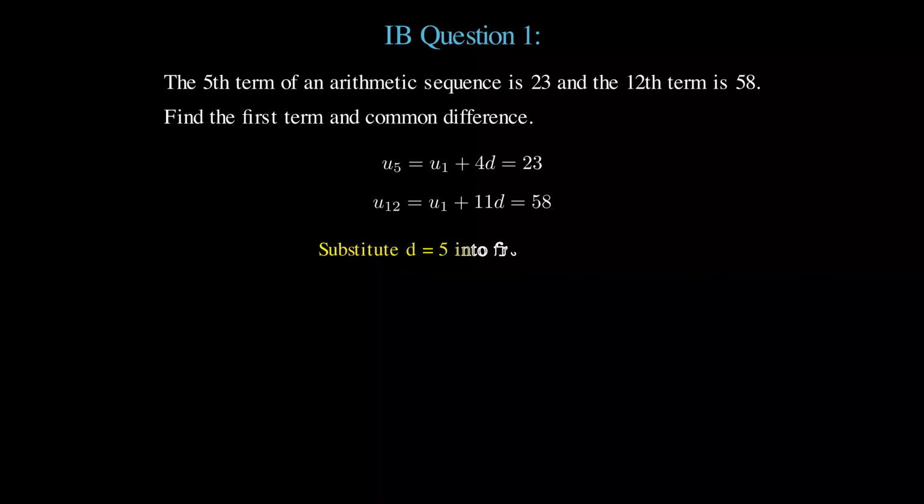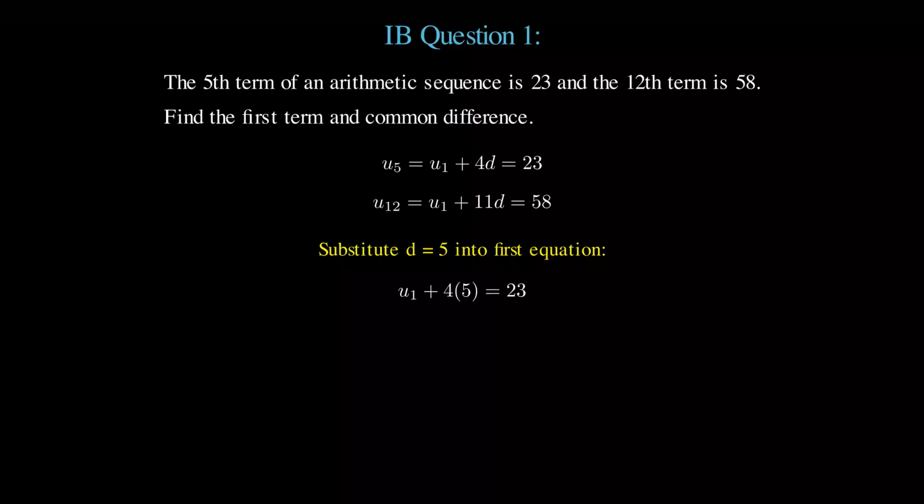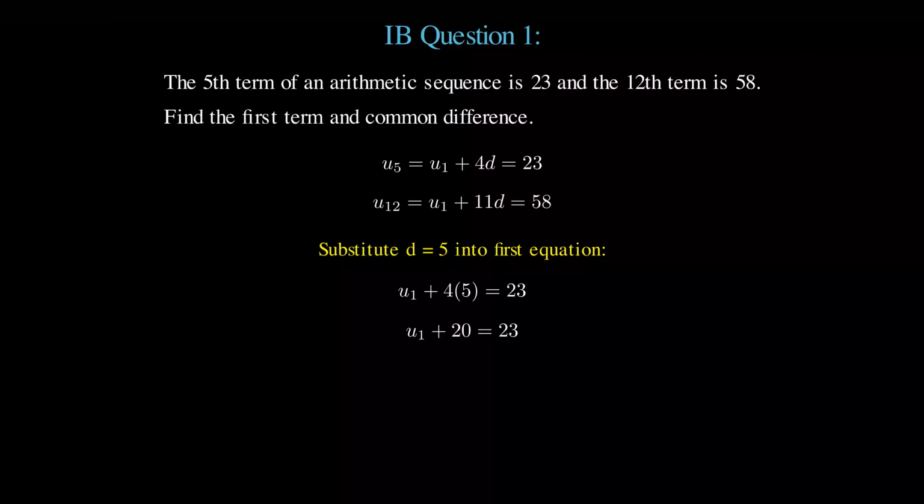Now we'll substitute d equals 5 back into the first equation. u_1 plus 4 times 5 equals 23. And now we get u_1 plus 20 equals 23. Subtracting 20 from both sides, we get u_1 equals 3. Perfect. We have just solved this IB style question, where u_1 equals 3 and d equals 5.